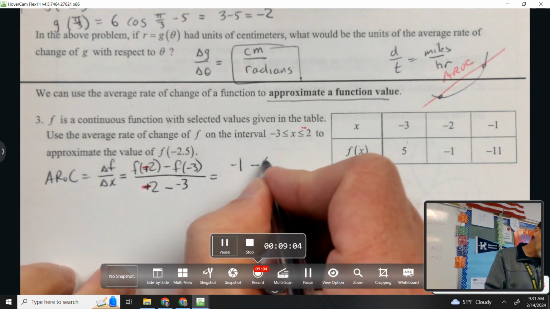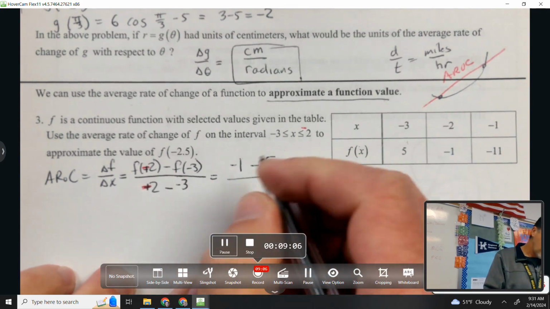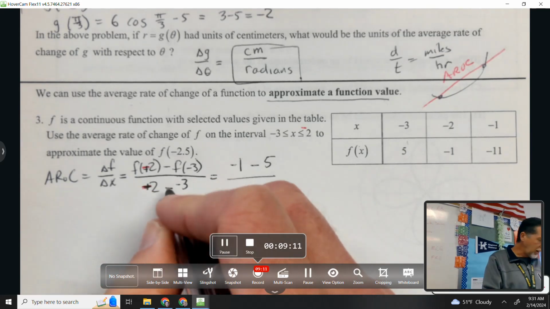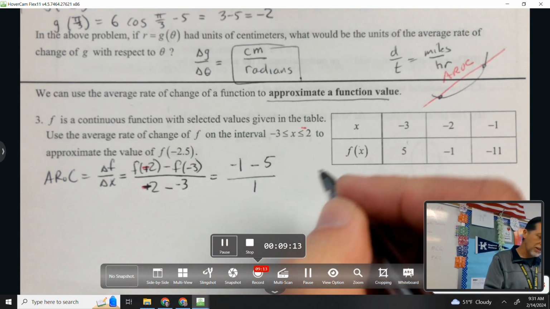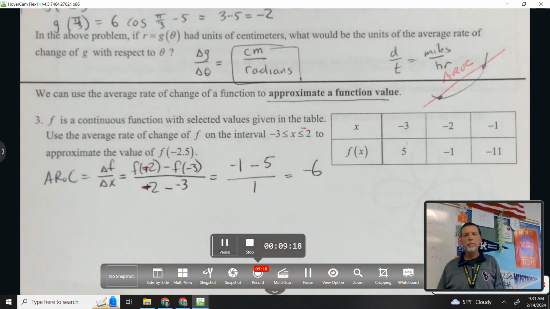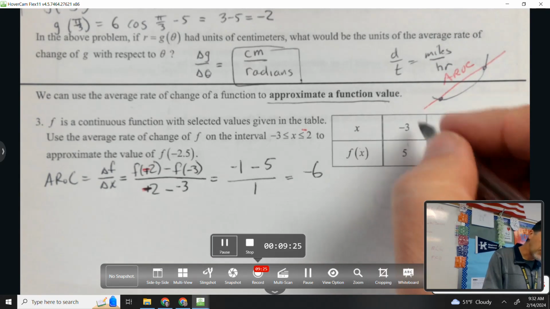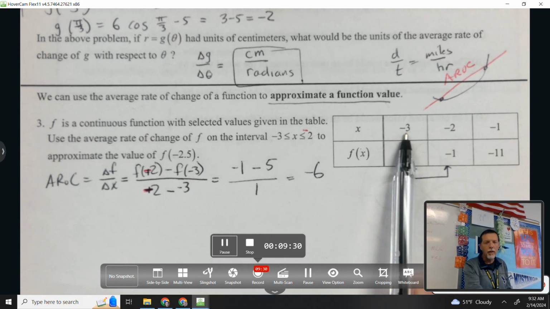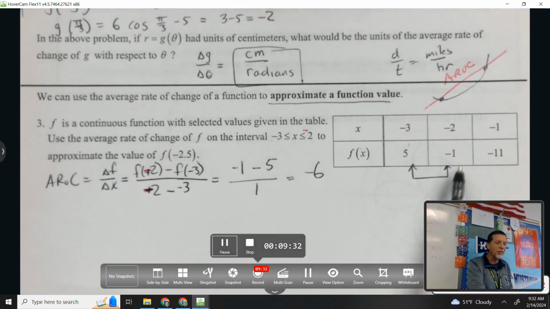f of negative 3 is 5. Keep track of who's negative down here. Negative 2 plus 3 would be 1. So all that to say, negative 6. Maybe if I had just paused and looked at that, our change in x was 1, our change in y was negative 6. Maybe I should have just done it that way. So my slope is negative 6.